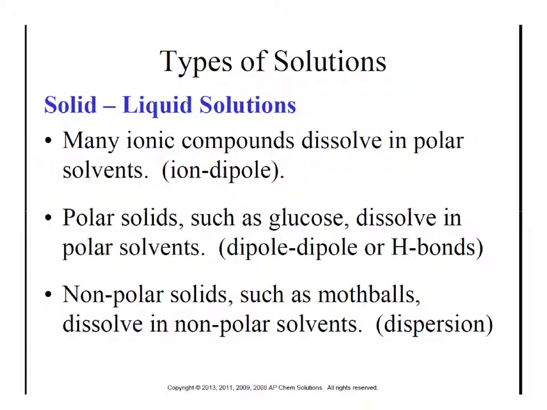Finally, the most popular would be solid-liquid. This is when we take our salt and we dissolve it in water. We take sugar and dissolve it in water. The most common one that we've seen from kindergarten on up. So most ionic compounds dissolve in polar solvents. That would be an ion-dipole. Polar solids, so glucose, that's sugar, dissolve in polar solvents. And that's because they're going to have hydrogen bonds or dipole-dipole.